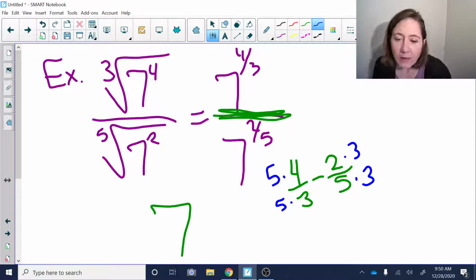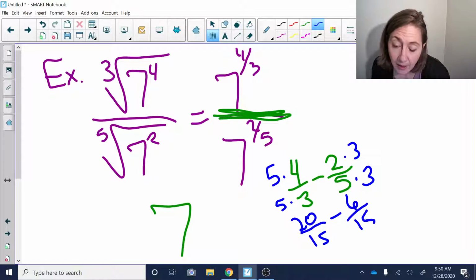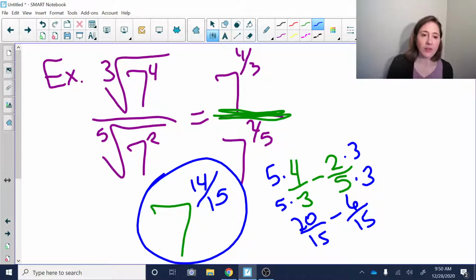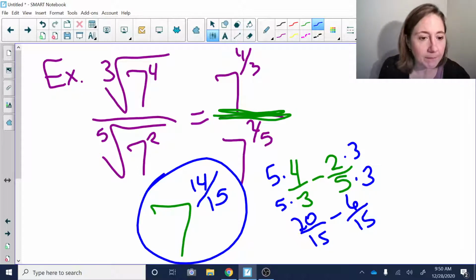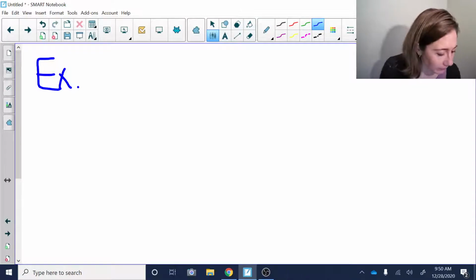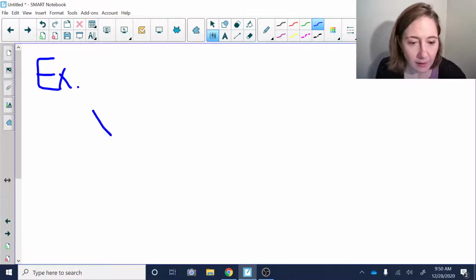So I'll multiply this one by 5, top and bottom, multiply this one by 3, top and bottom. So I get 20/15 minus 6/15, and that would be 14/15. So my exponent is 14/15. So there we go. So we used rational exponents in order to simplify the radicals. Let's see another one. How about, oh, this is a good one.